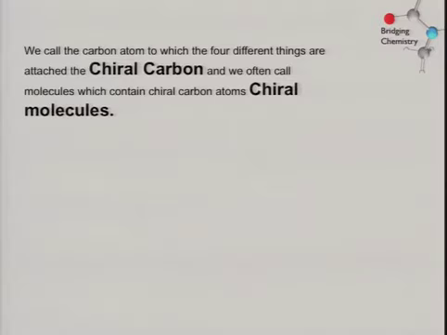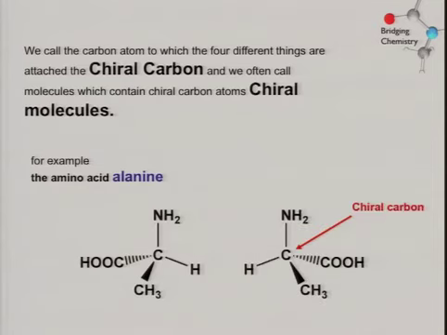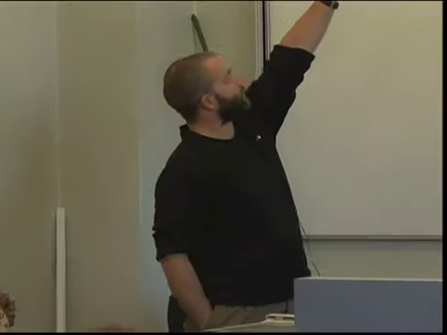We call the carbon atom to which the 4 different things are attached a chiral carbon. And so we often call molecules which contain chiral carbon atoms chiral molecules. Oh, and there you go. For example, alanine. And so part of the game with this is being able to look at a molecule that we might give you, and it might be a picture like that one up there, and get you to identify any chiral carbons that might be in there.